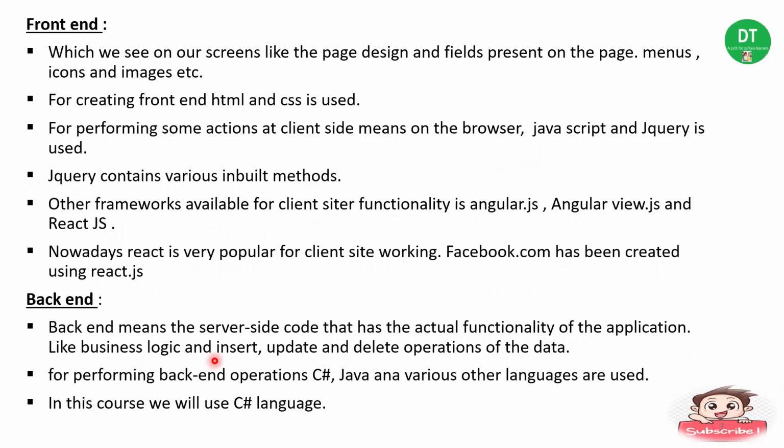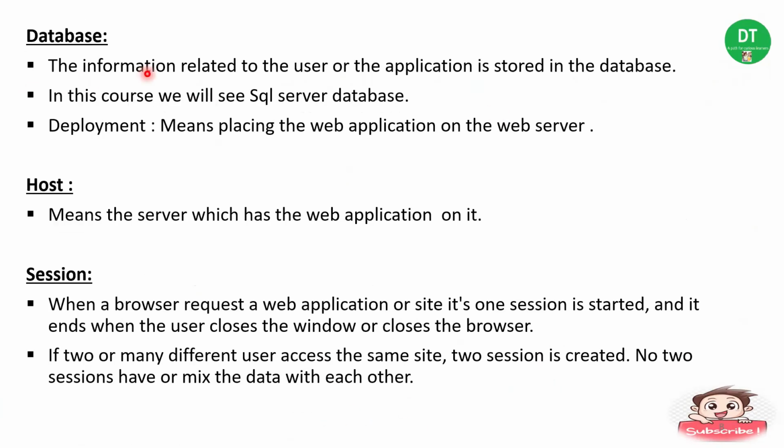Backend. Backend means the server-side code that has the actual functionality of the application, like business logic and insert, update, and delete operations of data. For performing backend operations, C#, Java, and various other languages are used. In this course, we will use the C# language. The information related to the user or the application is stored in the database. In this course, we will see the SQL Server database only.